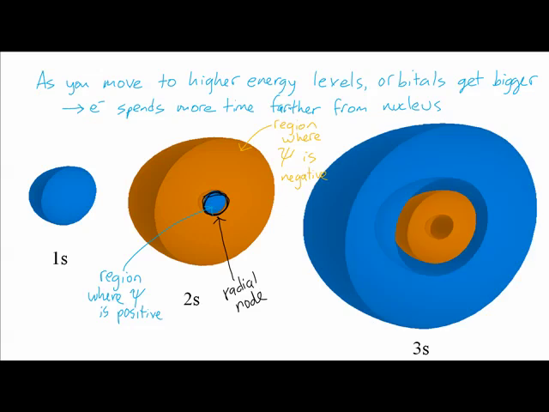The 3s orbital now has two radial nodes. So the wave function will change from positive to negative. And whenever a function goes from positive to negative, it has to be 0 in the middle. Right?